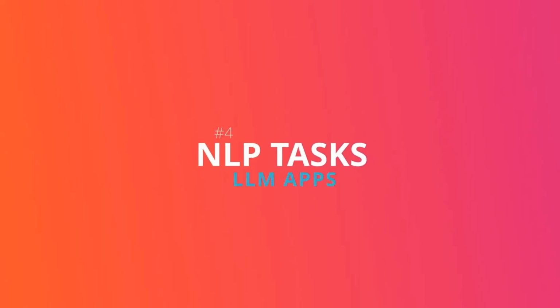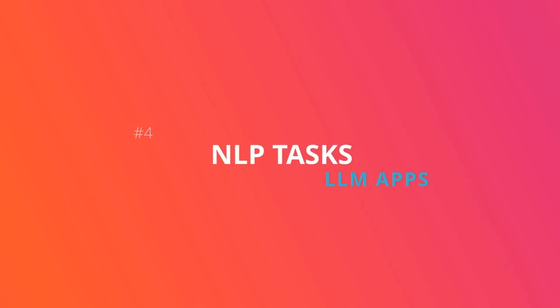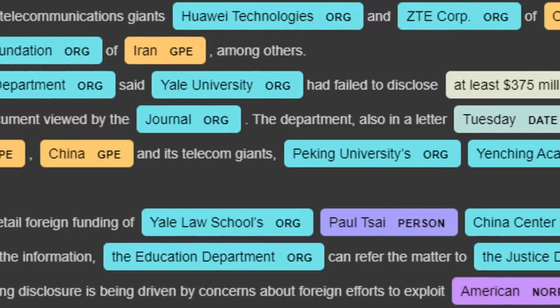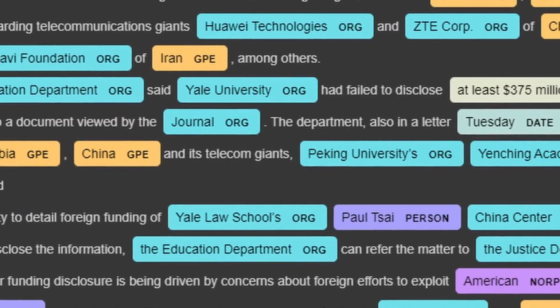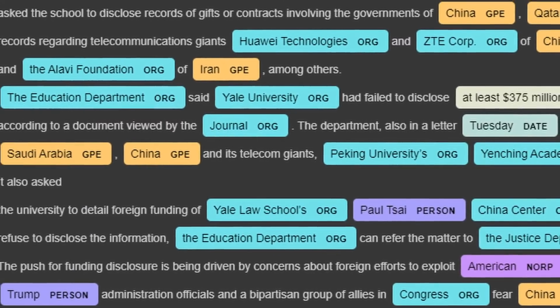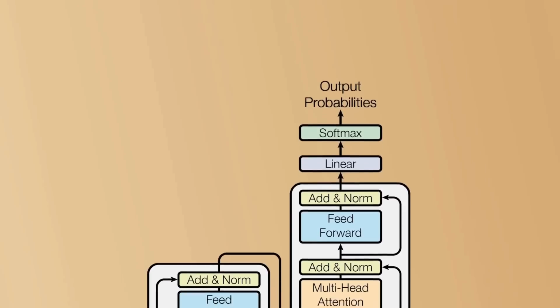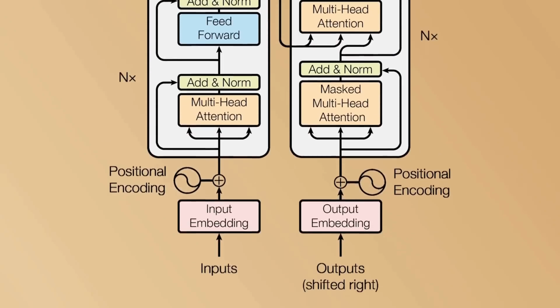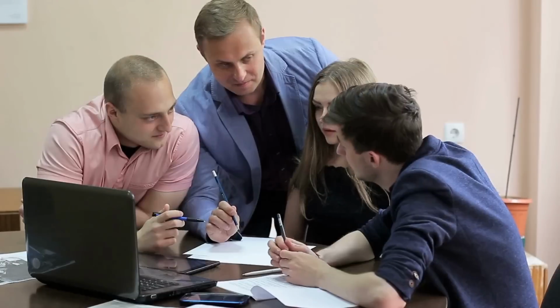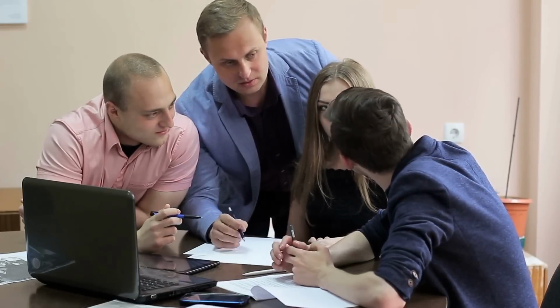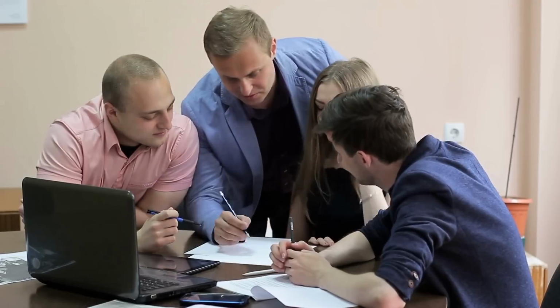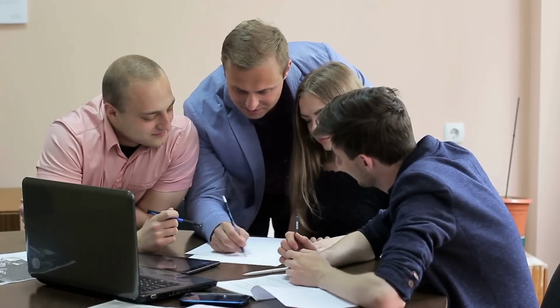So the fourth type are basically all your traditional NLP tasks. For a long time, people developed models where they had individual models for doing named entity recognition, an individual model for doing sentiment, an individual model for doing data extraction. And more people are finding that these large language models are just better at all of these tasks.